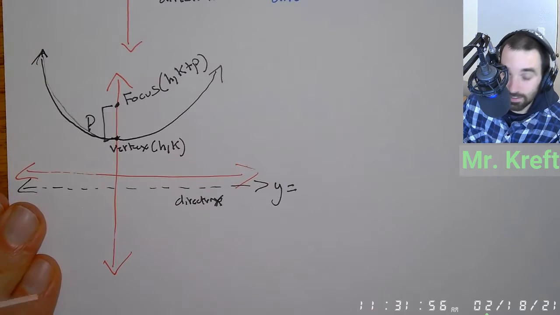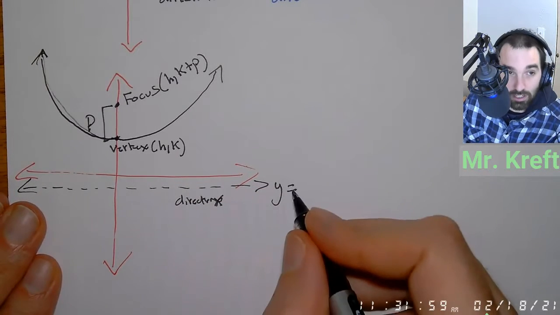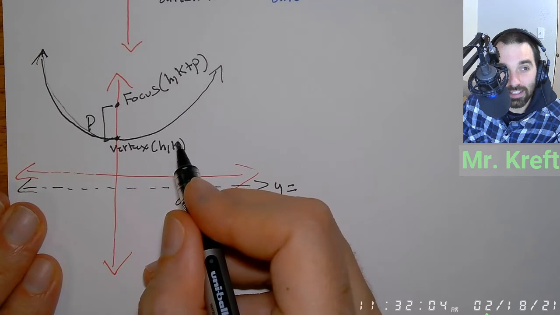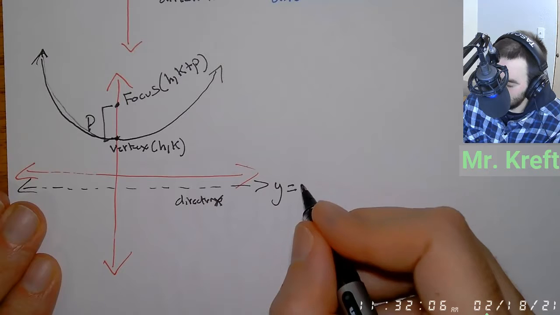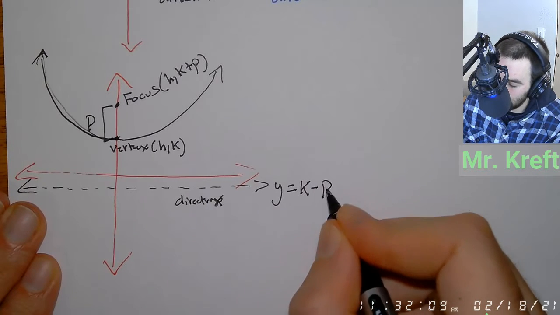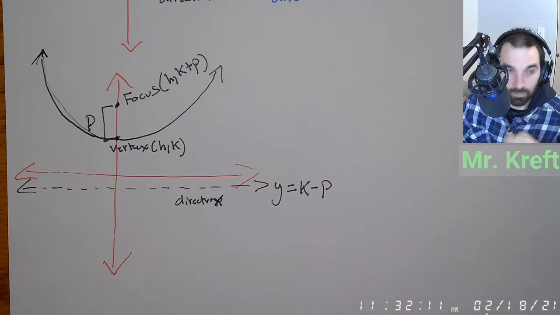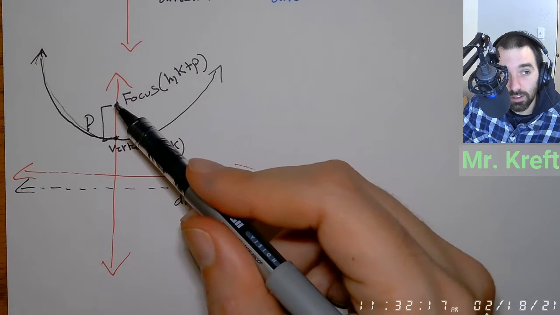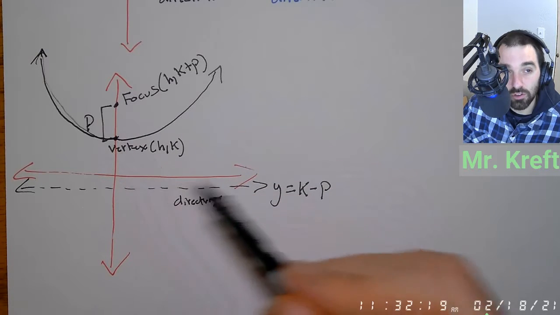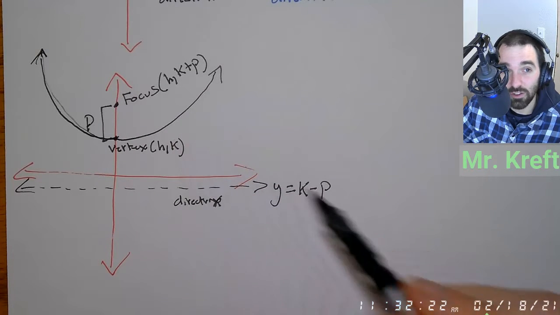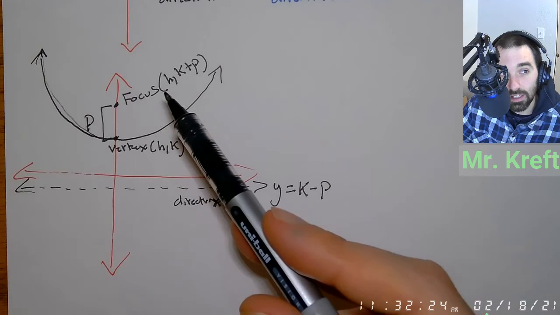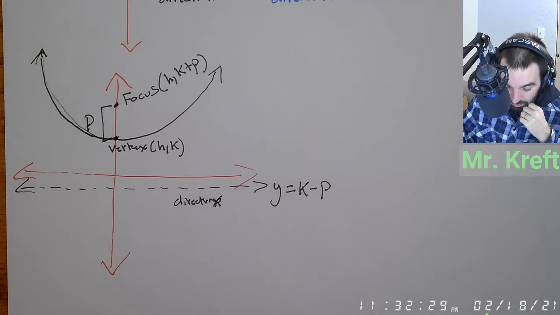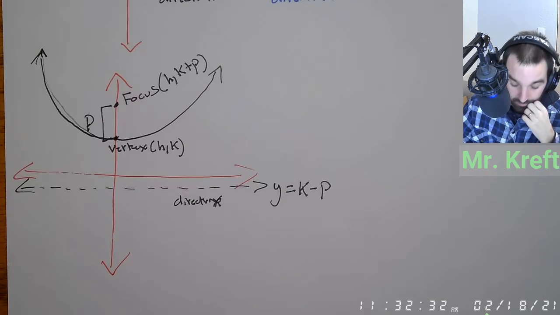All right, and then to get down here, your directrix is going to be the same y as my k, but p down. So this would be k minus p. Again, we defined p as the distance from the vertex to the focus, but to go down, the directrix is just that y value minus p. So you go up p to get your focus, and you go down the other direction to get your directrix. Okay.